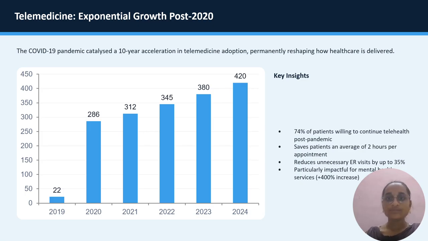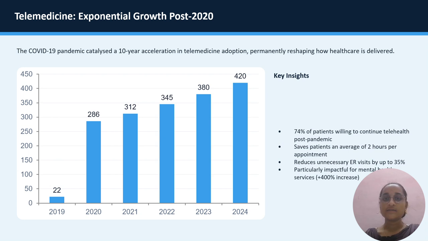2019 have 22, 2020 have 286, 2021 have 312, 2022 have 345, 2023 have 380, and 2024 have 420. The unit is not labeled, but it likely represents telehealth visit in millions or total usage index. The key trend is clear: from 22 in 2019, it jumped to 286 in 2020 when COVID hit, and they kept growing steadily each year after.